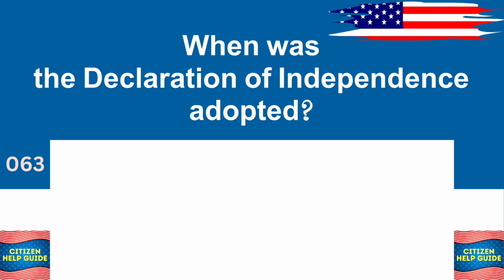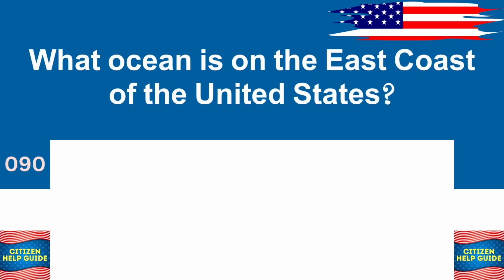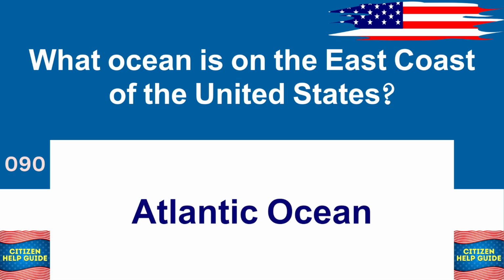When was the Declaration of Independence adopted? July 4, 1776. What ocean is on the east coast of the United States? Atlantic Ocean.